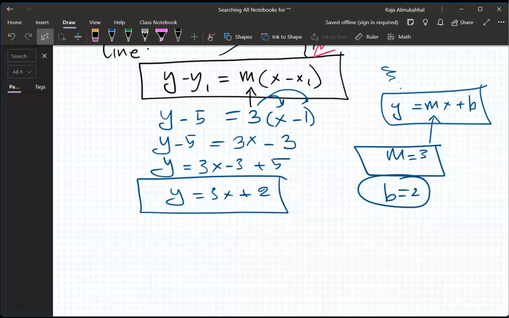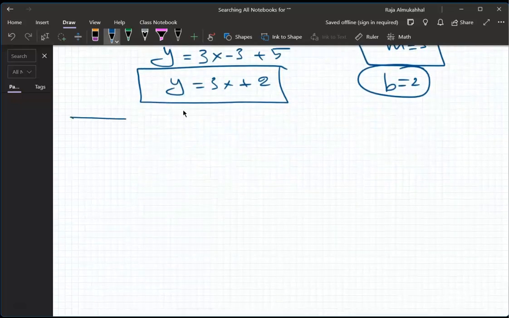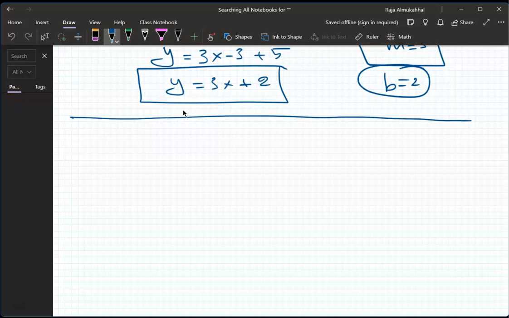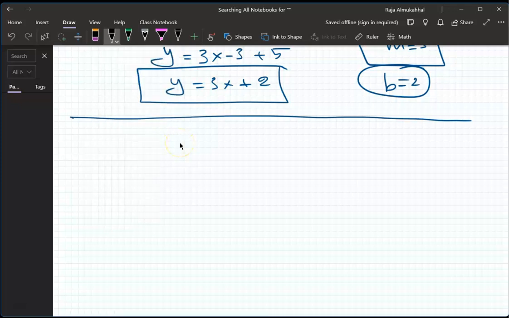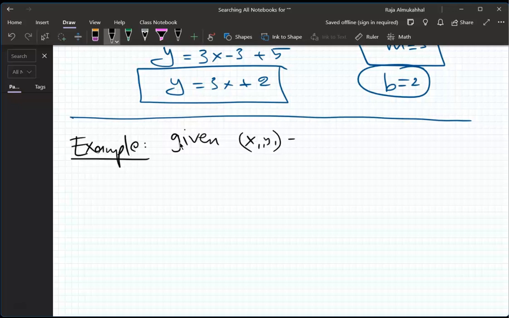Here's another example very quickly. Let's say I'm given 2 points. So I have here x1, y1 equals 1, 2, and x2, y2 is equal to 3, 8. So I'm given 2 points on some line. I don't know what that line is. It's some line, and we can draw it.